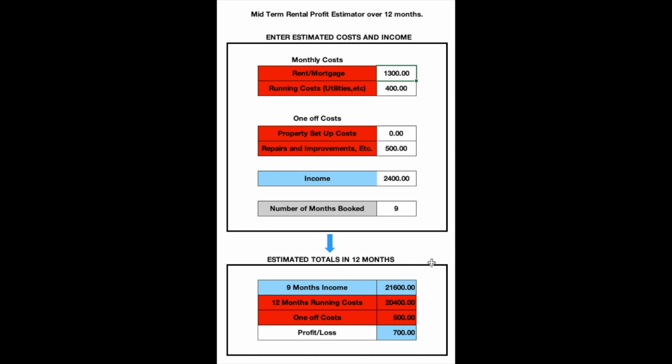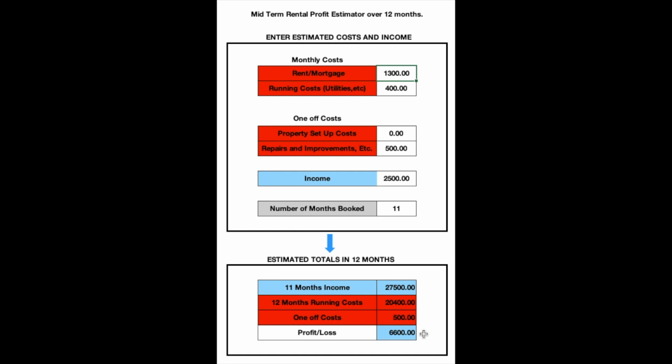So two things I've got to do here. I've either got to try and increase my rent, say 2,500, so that gives me 1,600 profit, and I've got to bump up my occupancy. So let's say I can get, I don't know, 11 months booked during the year, and then that goes to 6,600 profit.